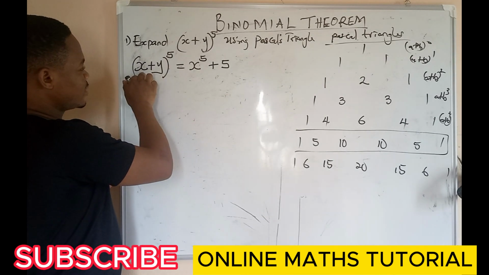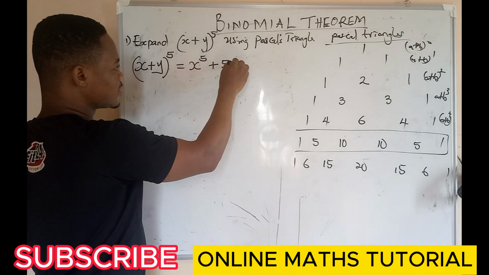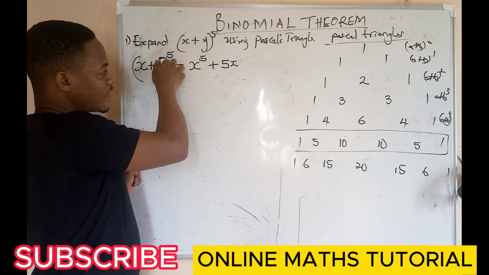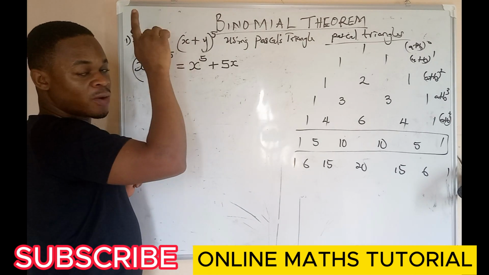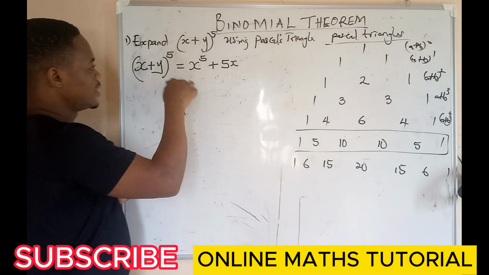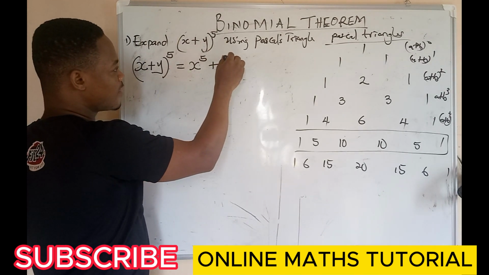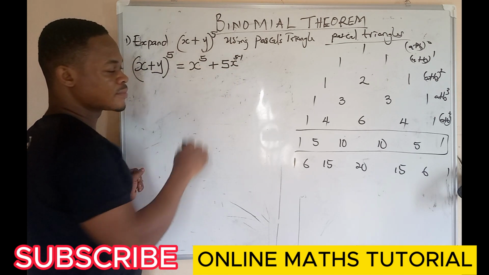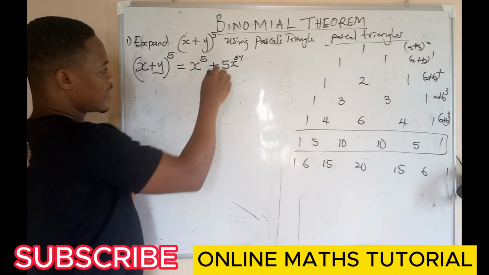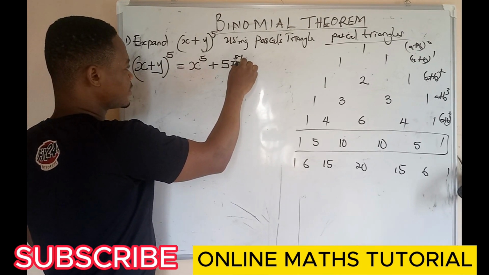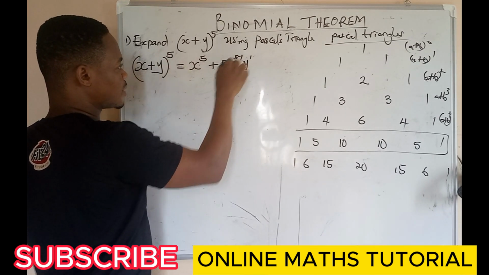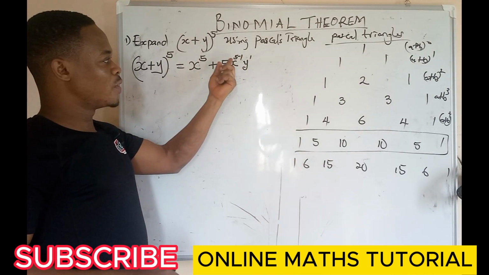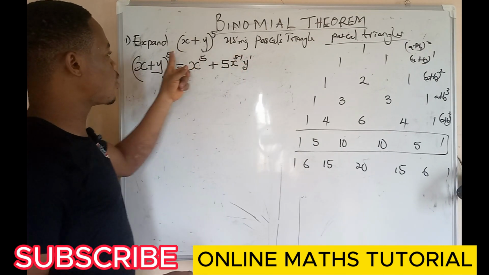Then x: the power of x will reduce by 1 and the power of y will increase by 1, meaning you bring in y. Here you now have x raised to 5 minus 1, and you now bring in y raised to the power 1. Meaning that 5 minus 1 is 4. When you add the two powers, it will also give you 5.